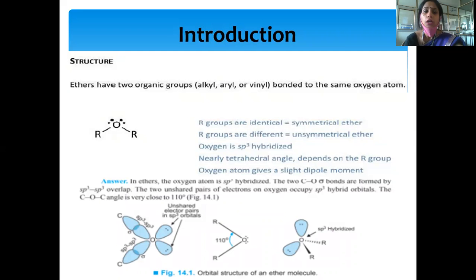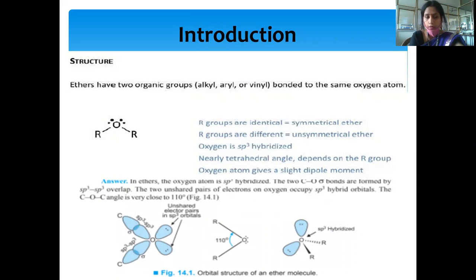So first we will see what are ethers. Ethers have two organic groups, and both the alkyl groups are connected by an oxygen. So the general formula is ROR. If both the alkyl groups are the same or identical, it is called a symmetrical ether. If they are not the same, it is called an unsymmetrical ether. And the oxygen atom in this ether molecule is sp3 hybridized, and that is why if you see the structure, the geometry is nearly tetrahedral.